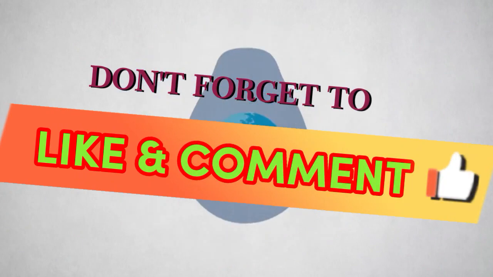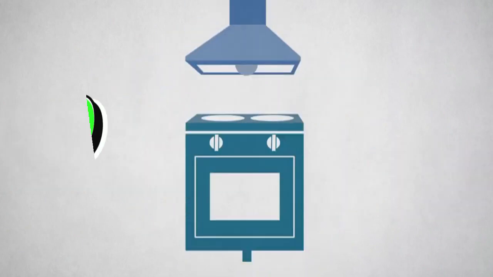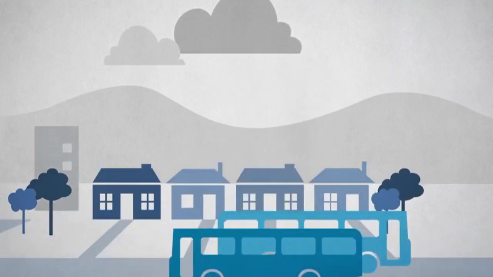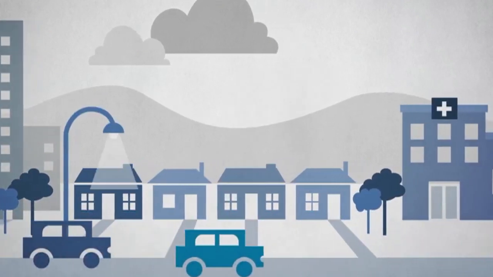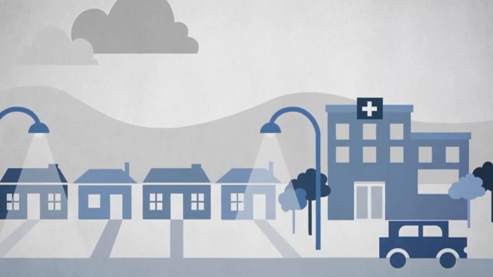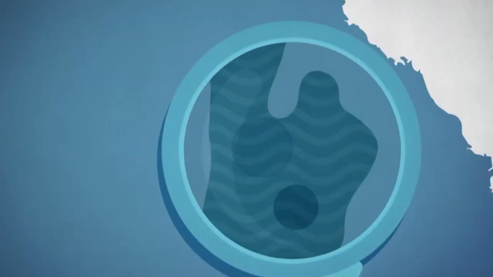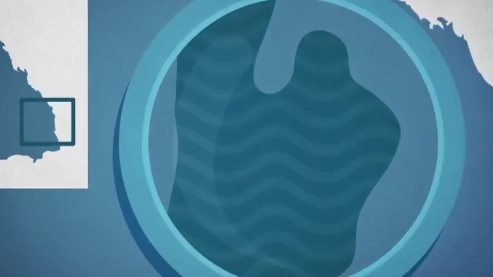Around the world, natural gas is used to generate electricity, cook our food, heat our homes and power many buses. It's crucial to almost every aspect of our lives. Our project targets natural gas located within coal seams in regional Queensland.